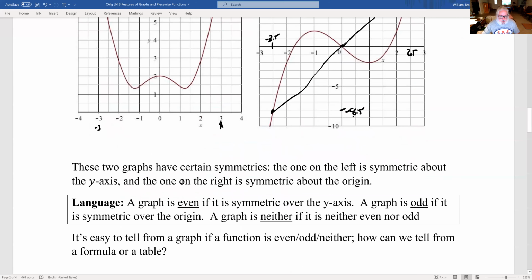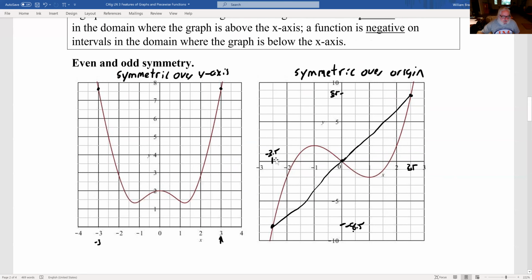So symmetric over the y-axis, symmetric about the origin. This one is called even. And this one is called odd. And we'll see why those names come about.